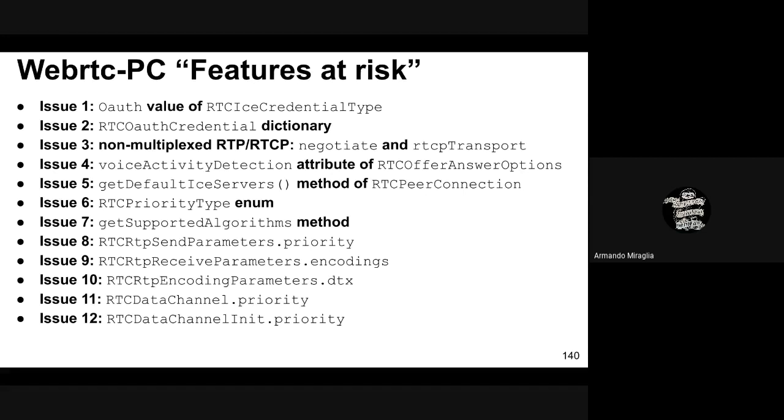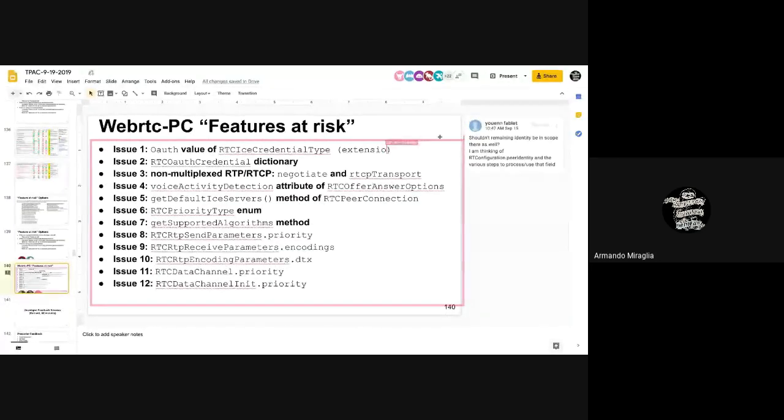So here's the list. Issue one, OAuth value of RTC ICE credential type. I would vote to move this to an extension spec. Me too, as well as number two. Can we put it on the slide? Just say extension. So we remove them from the main spec and ask an editor to volunteer to move that to an extension. Number two follows suit, I guess. So it's the dictionary.